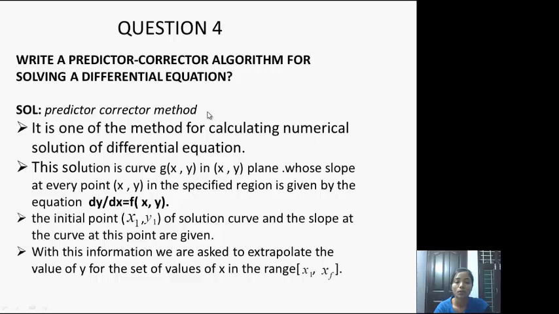Predictor corrector method. What is this method? This method is used for calculating the numerical solution of a differential equation.